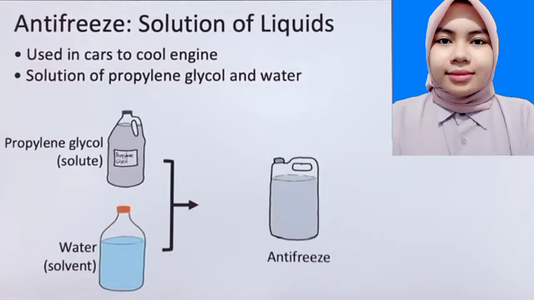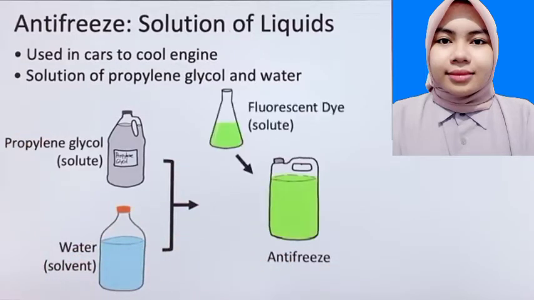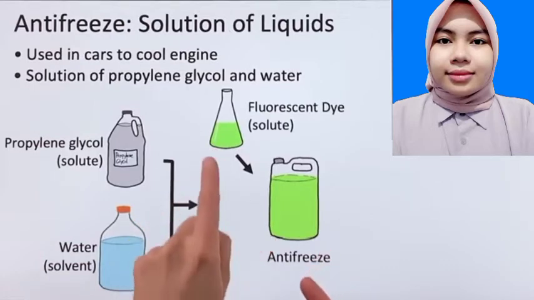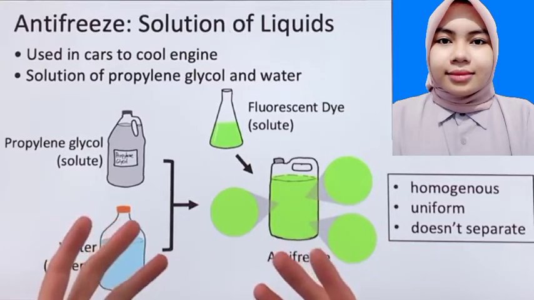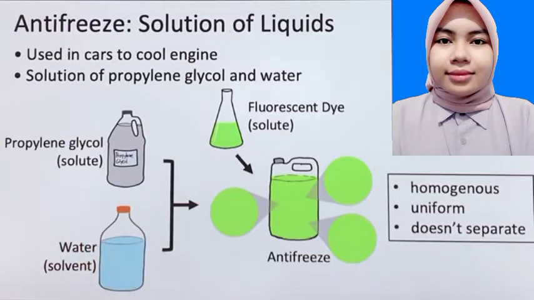Anyway, here is another good example of a solution that we make by mixing liquids. This is antifreeze, which is used in cars to help cool the engine. Antifreeze is made from propylene glycol, which is a thin, clear, viscous liquid, mixed with water. Now, sometimes they're a little fluorescent as well.